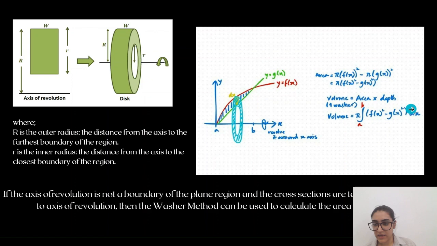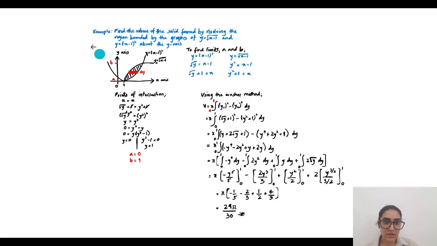Moving forward, I have an example here. Our example says: find the volume of the solid formed by revolving the region bounded by the graphs of y equals the square root of x minus 1 and y equals (x minus 1) squared about the y axis. We have to revolve it around the y axis. Our first graph y1 is the square root of x minus 1, our second graph is (x minus 1) whole squared.